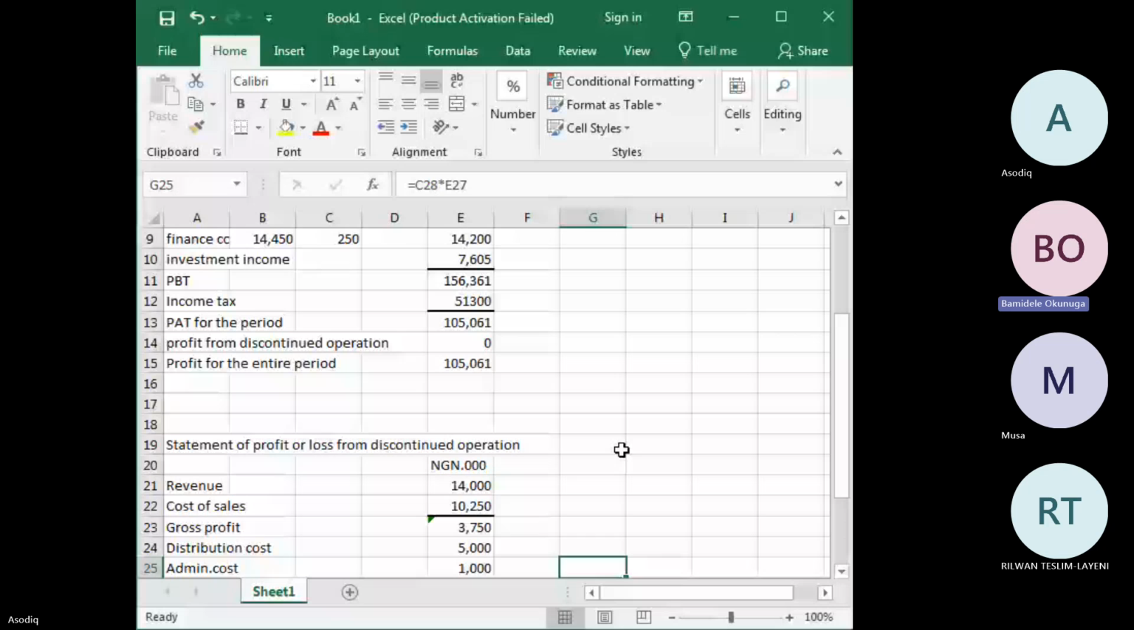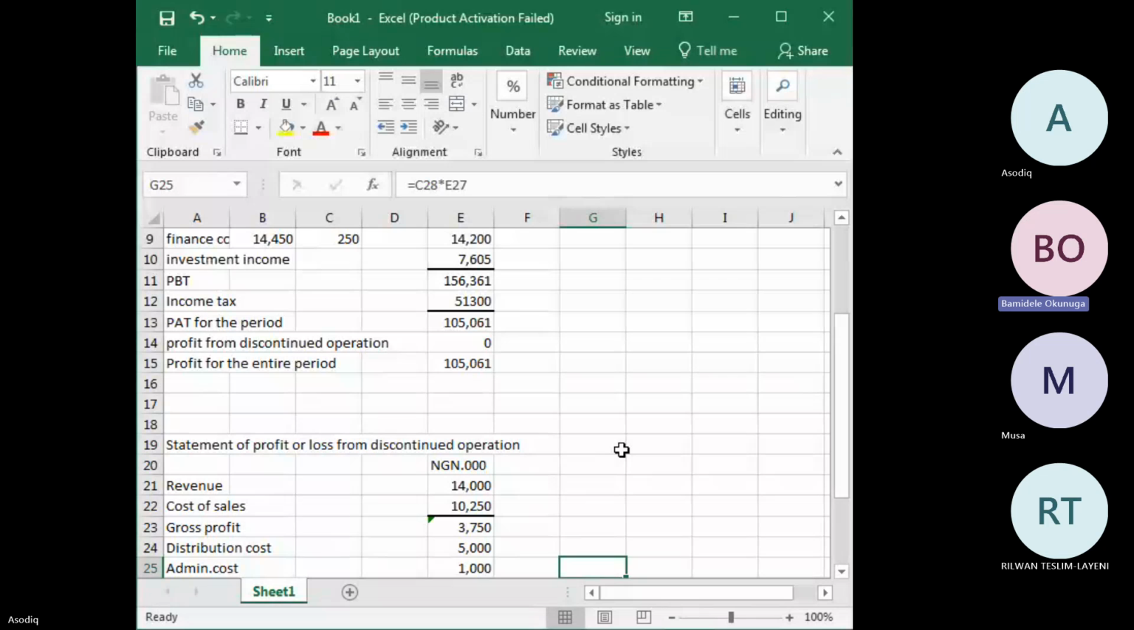Would there be need to prepare any financial position? Even the financial position? No, they will not ask you. It depends on the question they are asking you. If they give you information on financial position, you are adjusting the financial position. Because they gave you information of profit or loss, you are dealing with profit or loss.